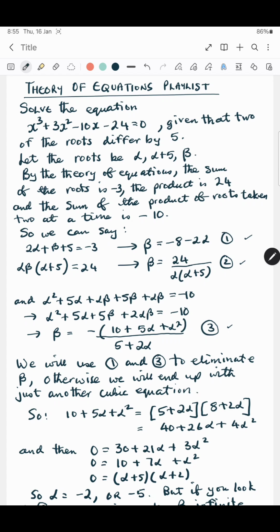Right, now we will use 1 and 3 to eliminate beta. Otherwise, we will end up with just another cubic equation. So we'll be back where we started.